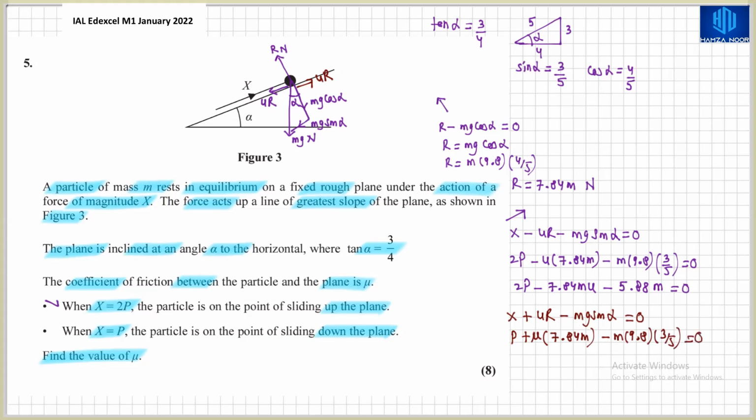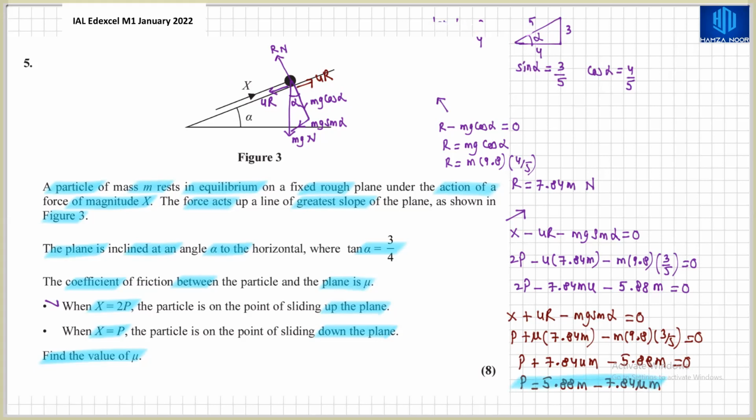and this whole thing is equal to 0. So therefore we can say that p plus 7.84 mu m minus 5.88 m is equal to 0. So if we make p the subject, p is equal to 5.88 m minus 7.84 mu m. Okay, so we have made p the subject according to condition number 2, and we are going to substitute this into equation number 1.